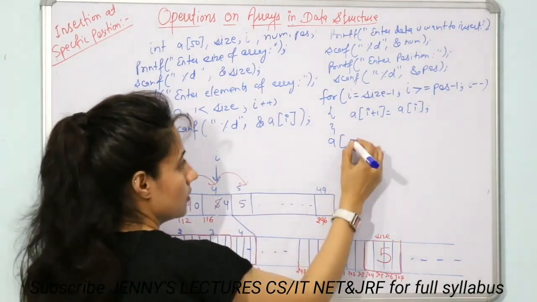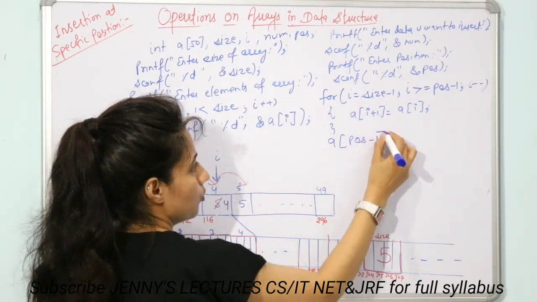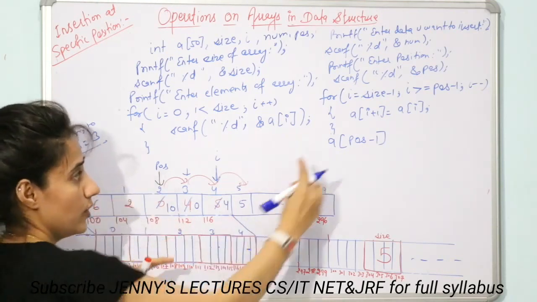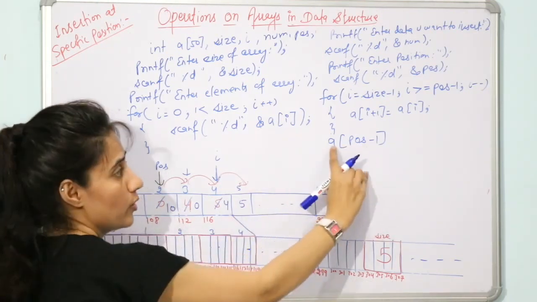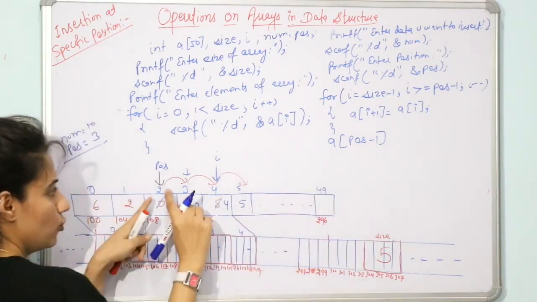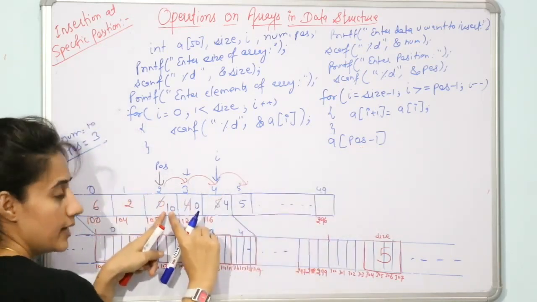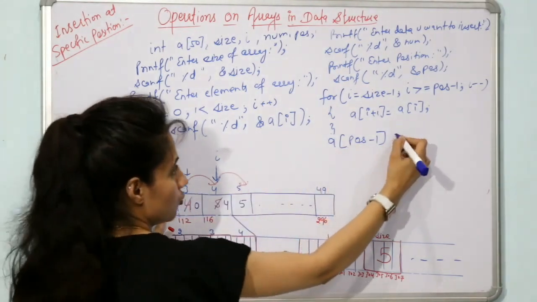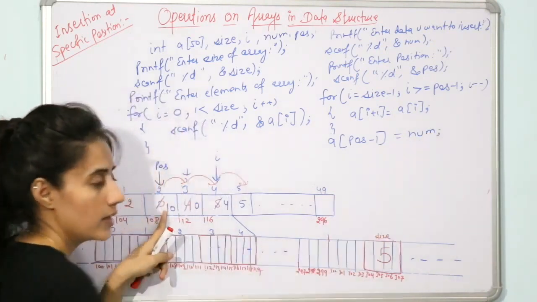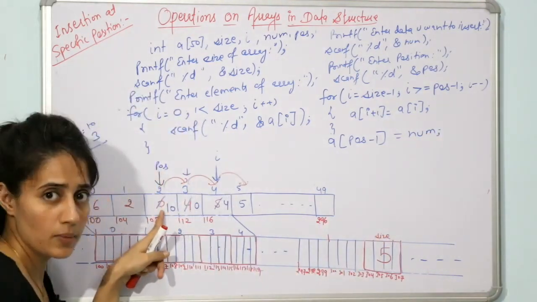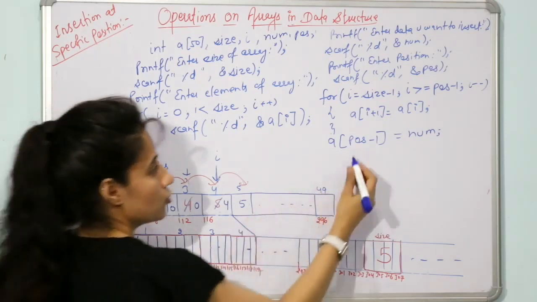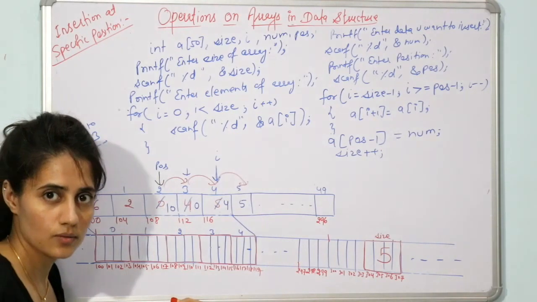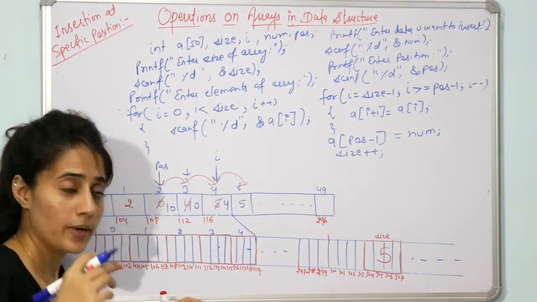A of position minus 1. See, position is 3, but we are dealing with index, na? So A of 3 minus 1, that is A of 2. At A of 2, here you are going to insert 10. Position is still 3, 1, 2 and 3, but index is position minus 1. So here you are going to insert the number, and after inserting this number, now array size becomes what? 6. So now size becomes size plus plus, right?